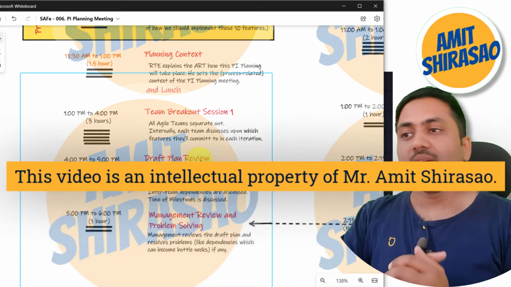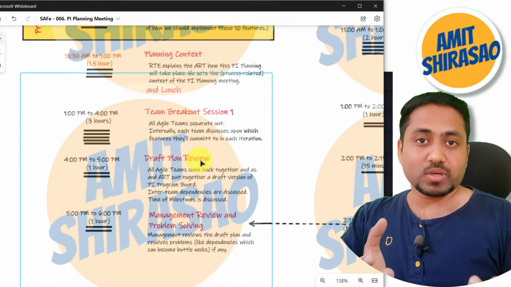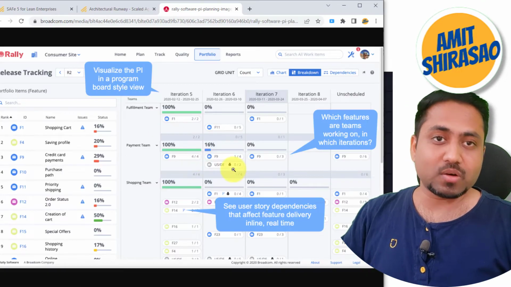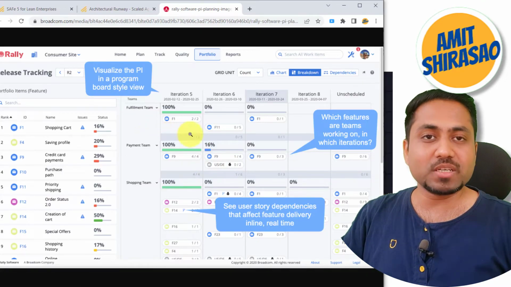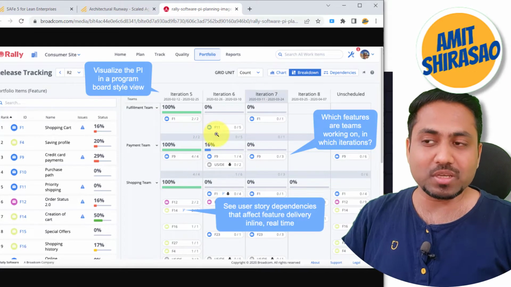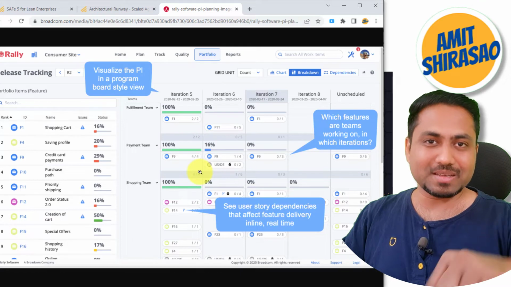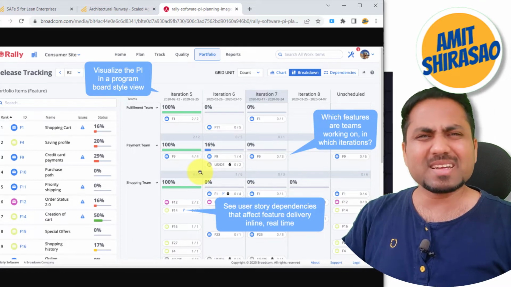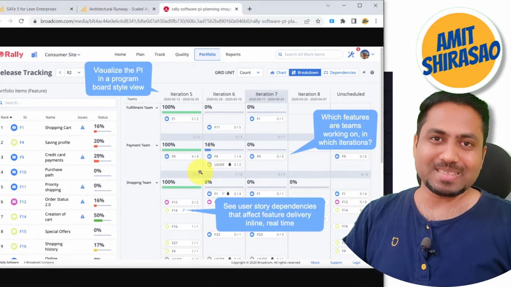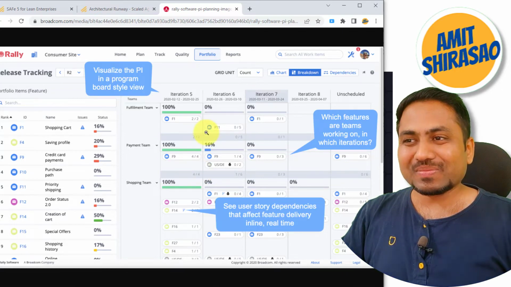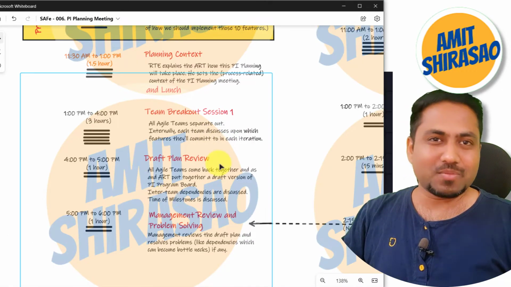It is done. Then okay, even if you don't do it, even if you are a little better, then probably you will pick up the stories. Now if the fulfillment team's developer is picking that story and it is getting reviewed by this payment team's API lead, is that a best practice? It's not a best practice, but this is what happens in reality. So that kind of thing happens in draft plan review.